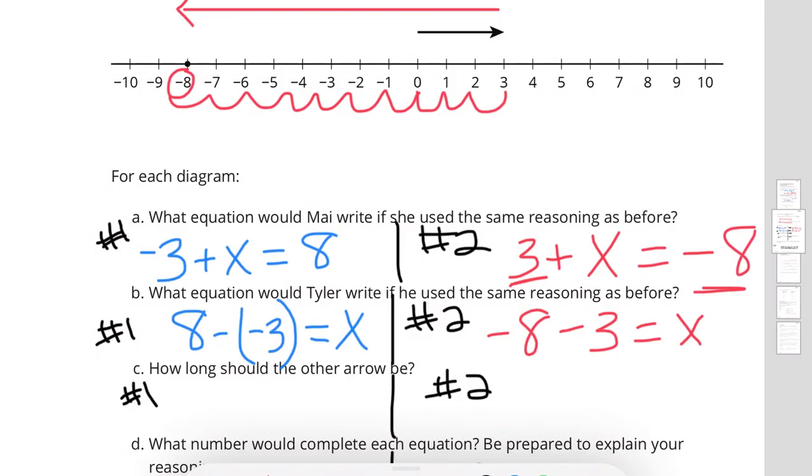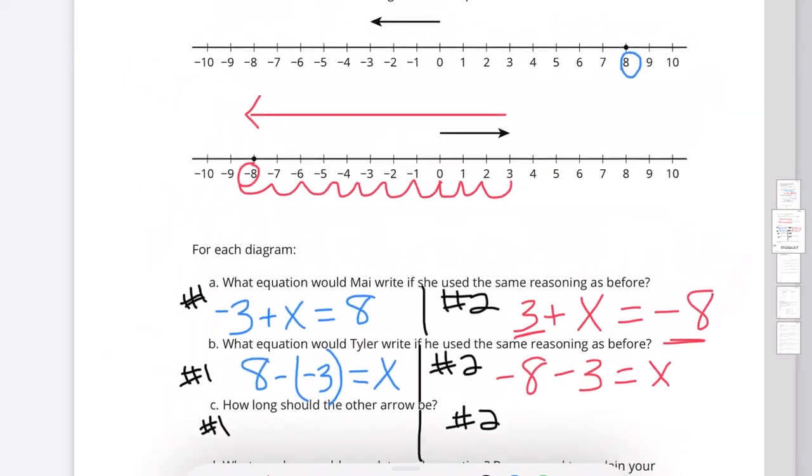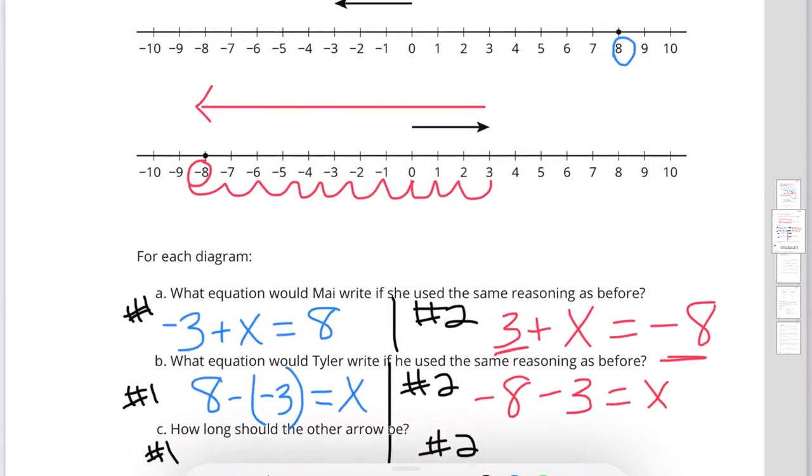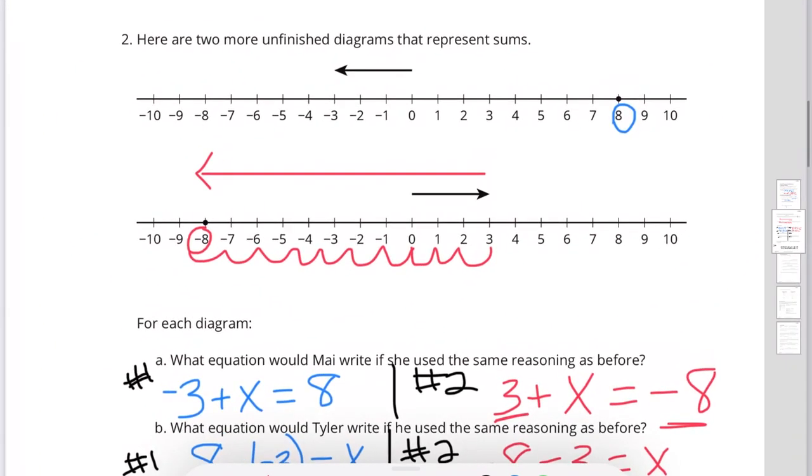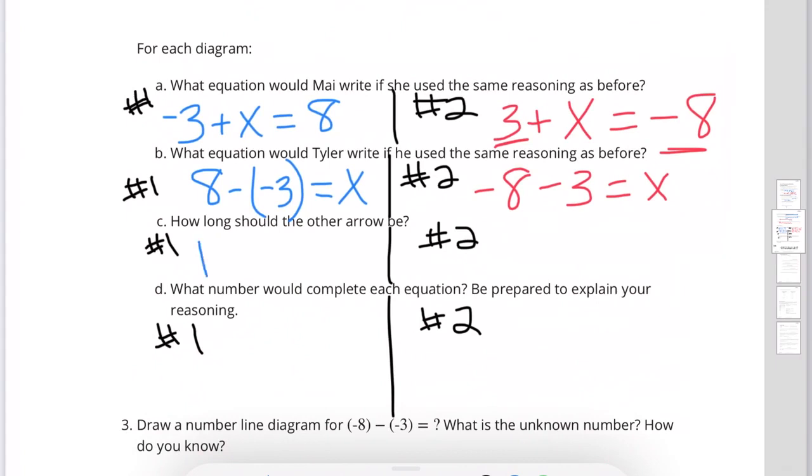So on C, I skipped ahead, but it says, how long should the other arrow be? So in the first diagram, we had started at negative 3, and we had to travel all the way to positive 8. Well, again, we travel 3 units to get to 0, and then 8 units to get to positive 8. So that's a total of 11 units long.